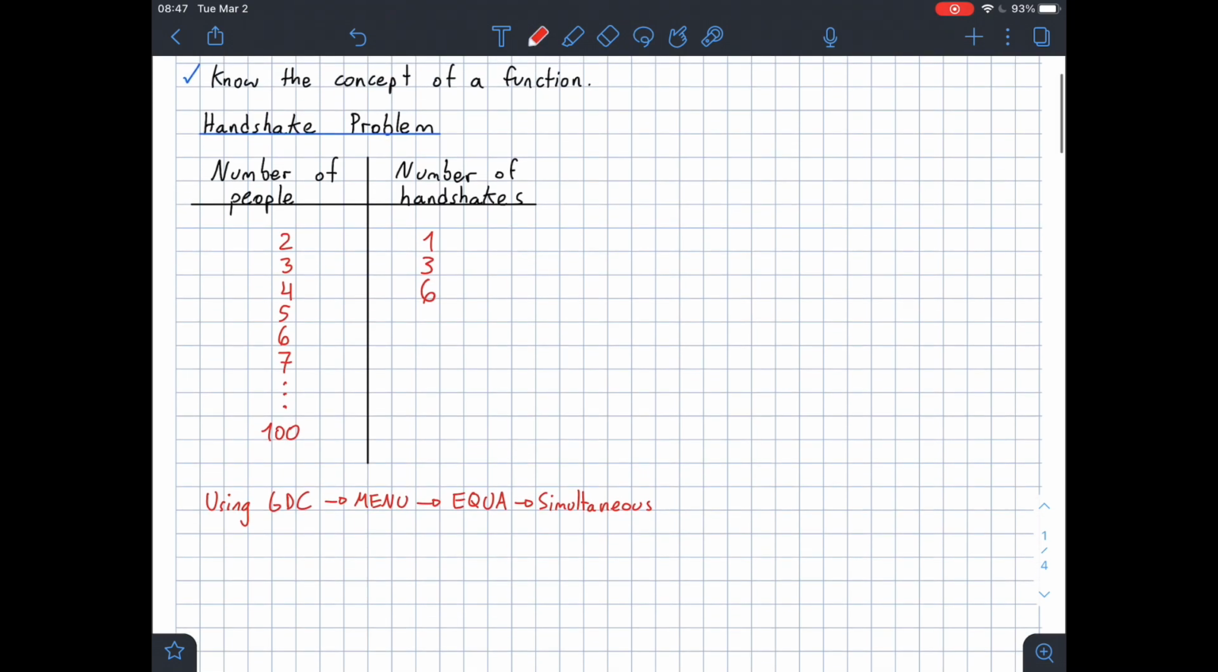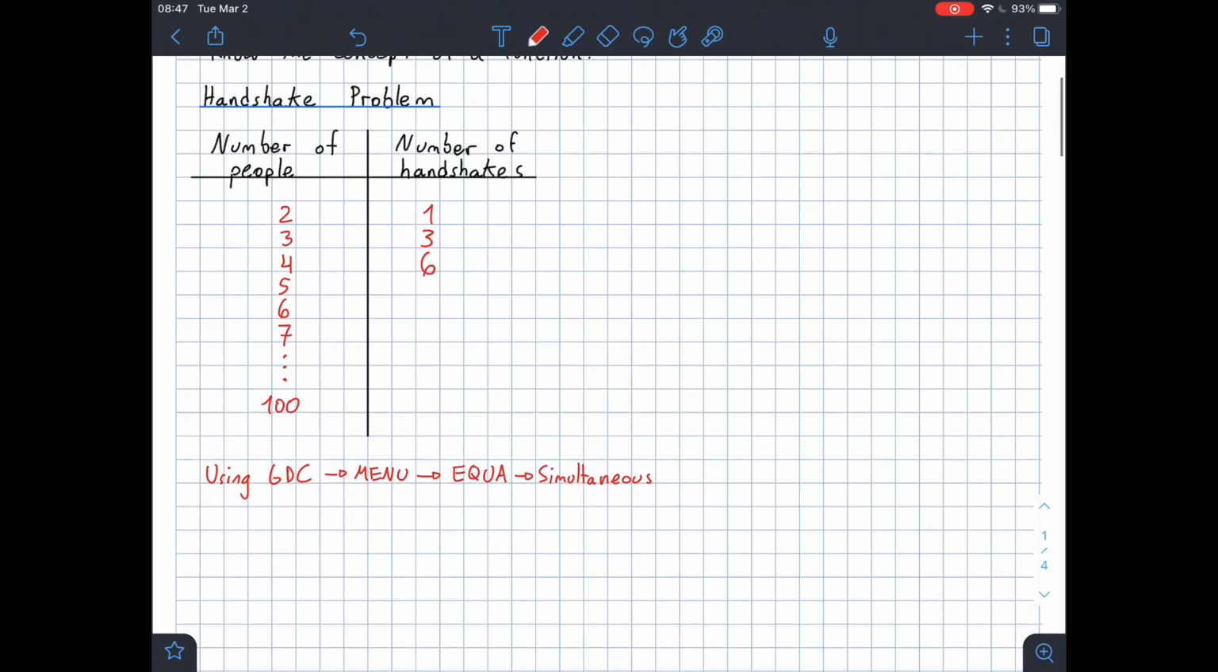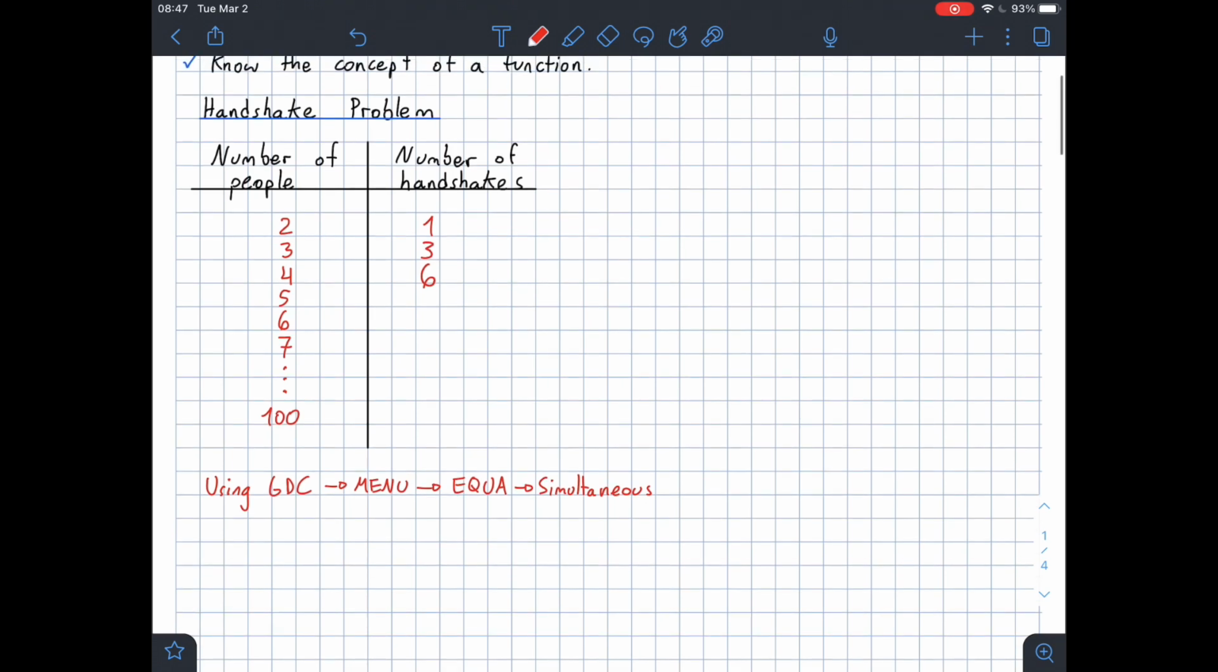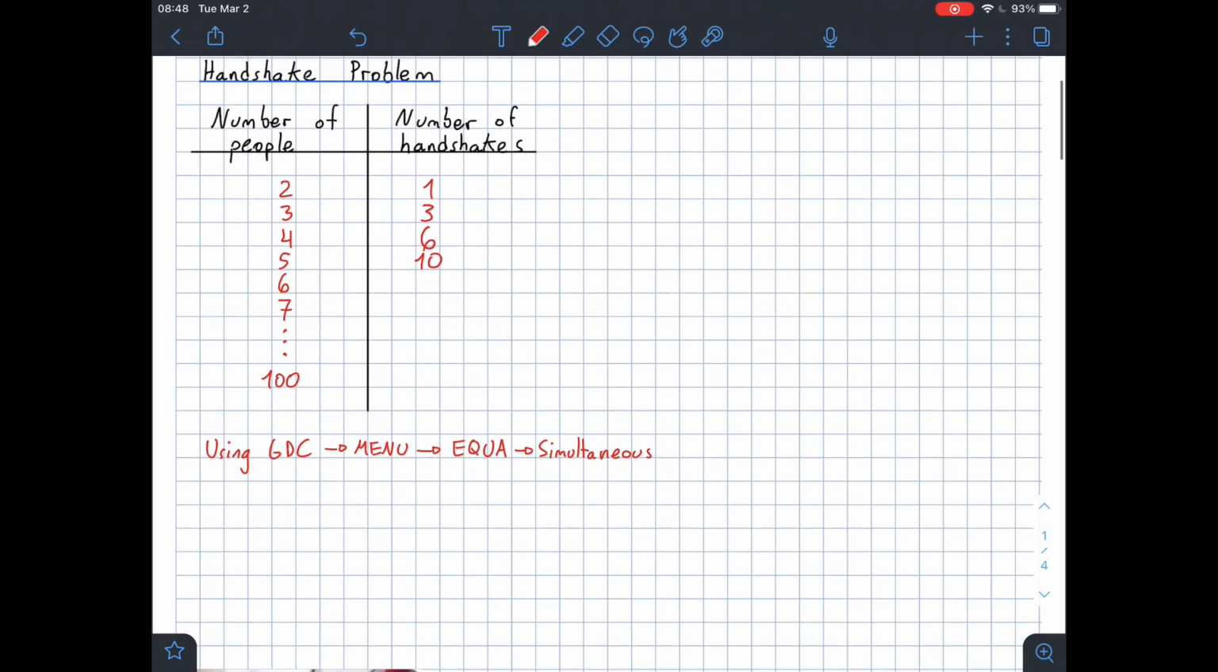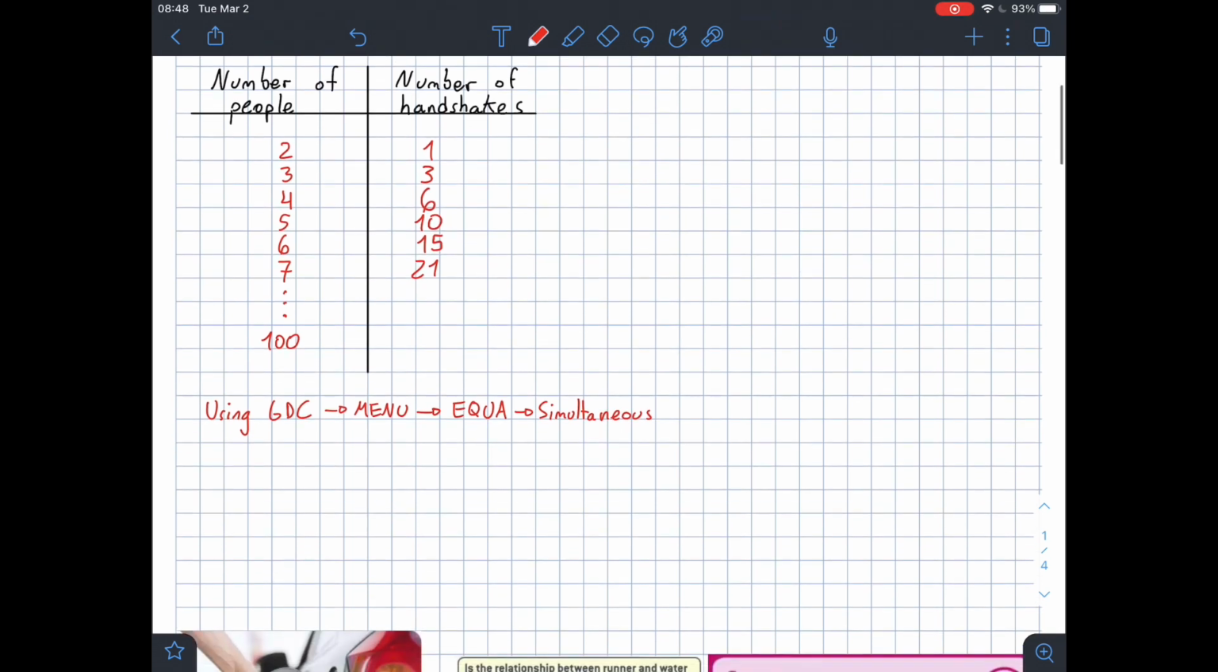I'm going to put the answers here already. If we have 5 people, you can try this on your own, but you would see that we would have 10 handshakes in total. And if we would have 6 people, then the number of handshakes would be 15. Are you noticing any patterns already? If we have 7 people, the number of handshakes would be 21. You can pause the video and try to do this on your own, and you'll get the same result.